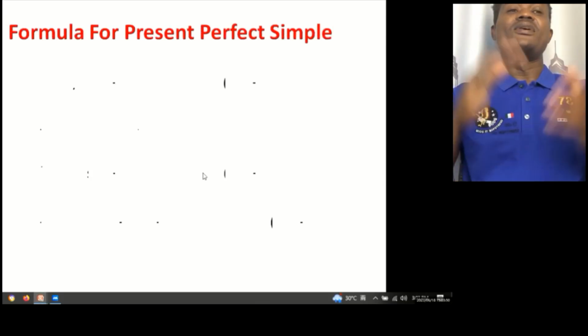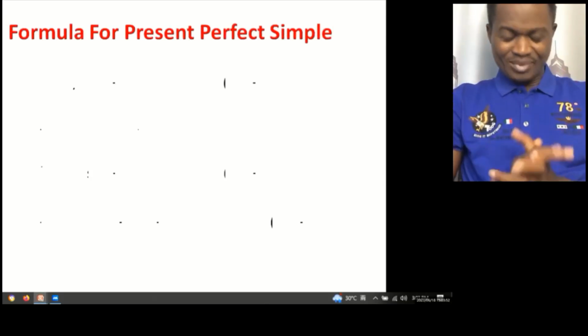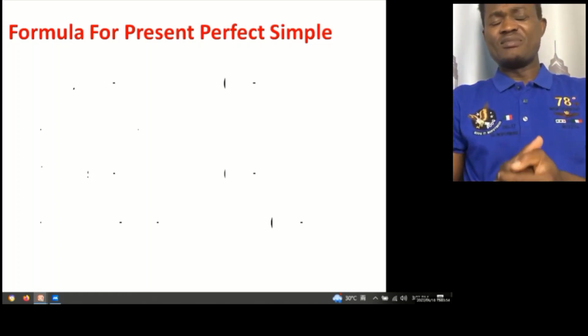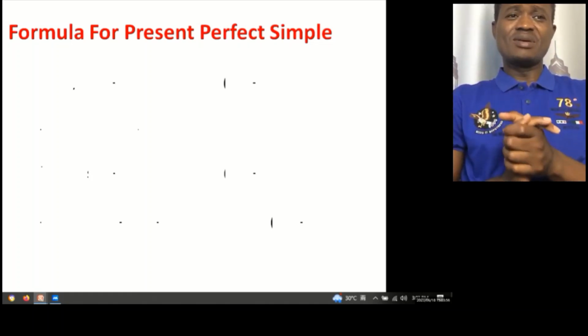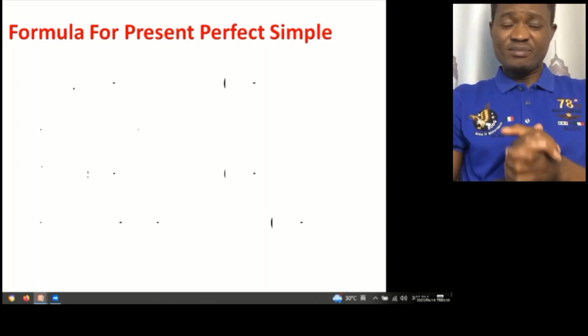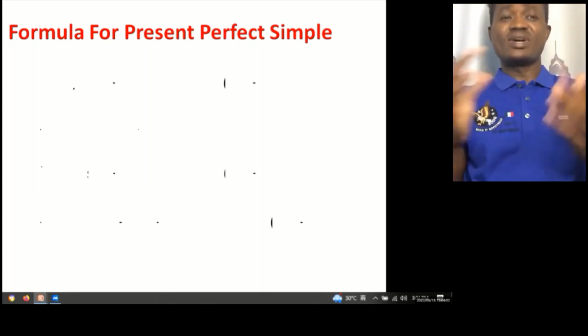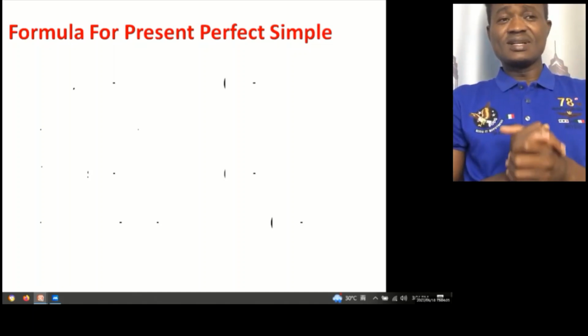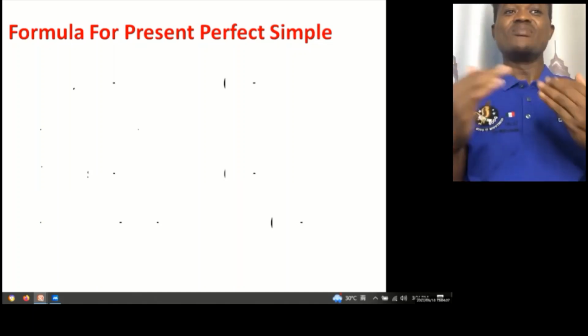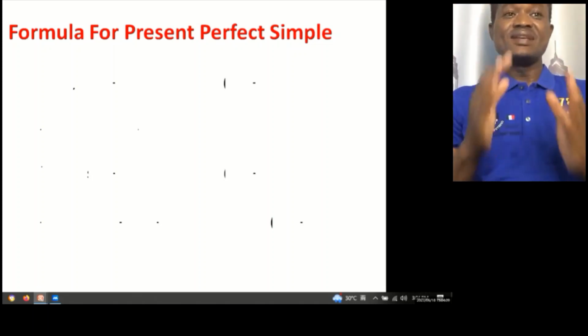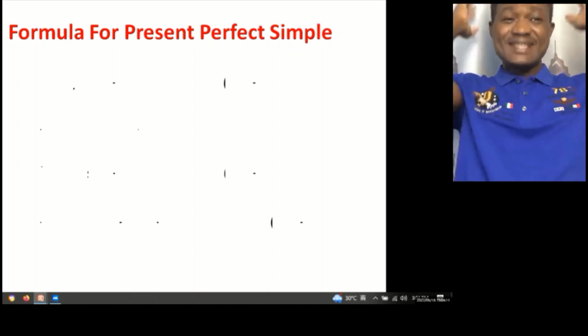Formula for present perfect simple. When we're talking about the formula for present perfect simple, we have to talk about different forms: affirmative form, negative form, and interrogative form. For the interrogative form, we're going to talk about the yes and no question and the WH question. So these are the three formulas for present perfect simple.